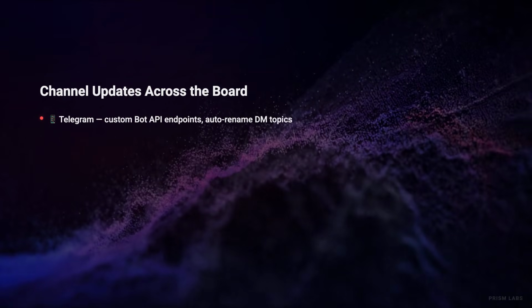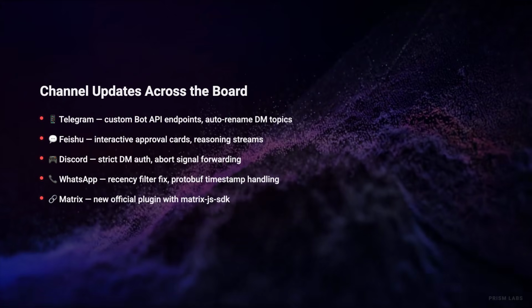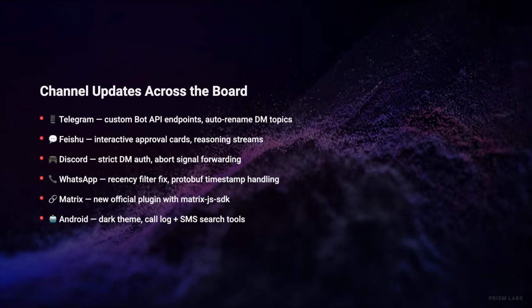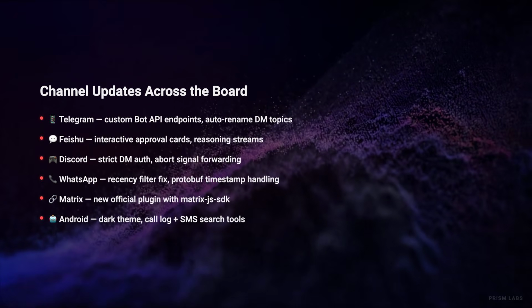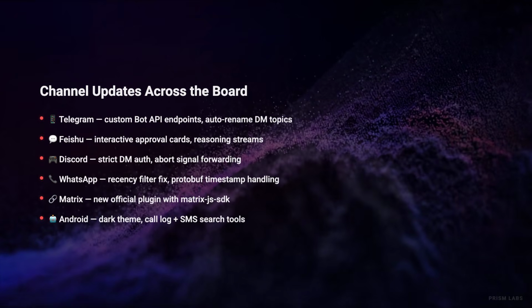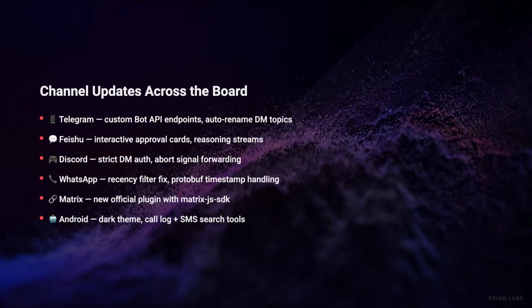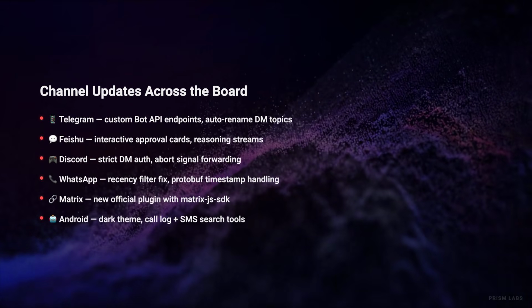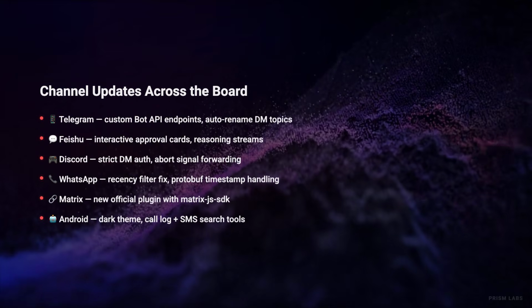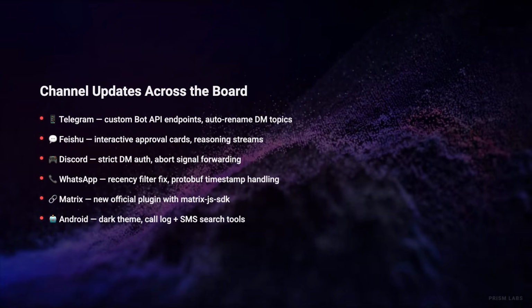Almost every channel adapter got work in this release. Telegram gets per-account custom bot API endpoints, auto-rename DM forum topics with LLM-generated labels, and a hard timeout for stuck getUpdates requests. Feishu gets structured interactive approval cards, reasoning stream support, and full-thread context fetching. Discord gets strict DM component auth and abort signal forwarding. WhatsApp fixes the recency filter and protobuf timestamp handling.